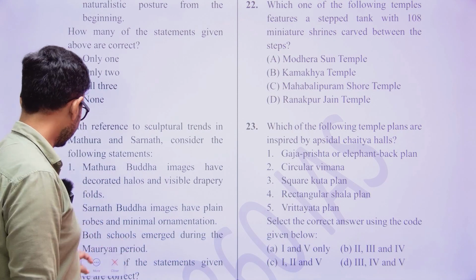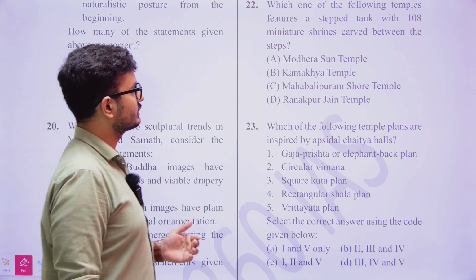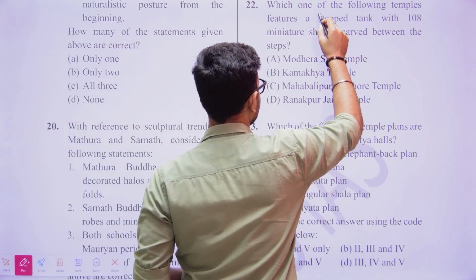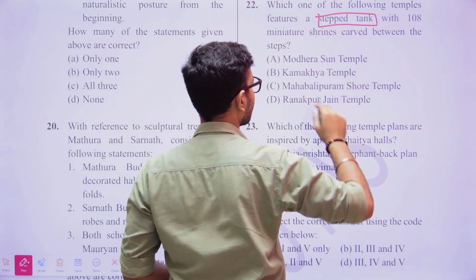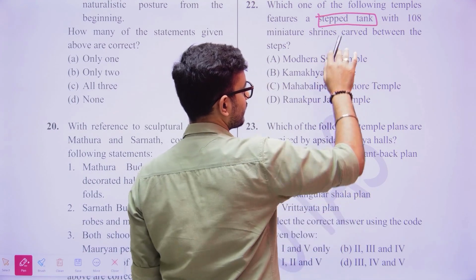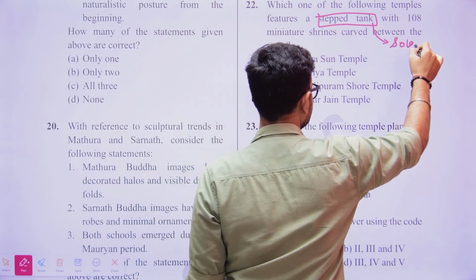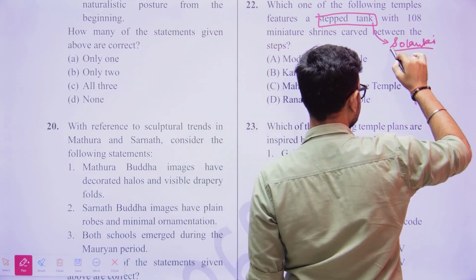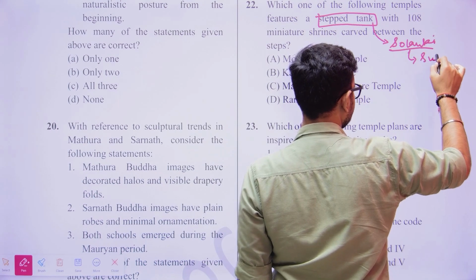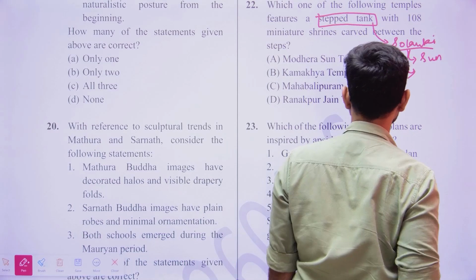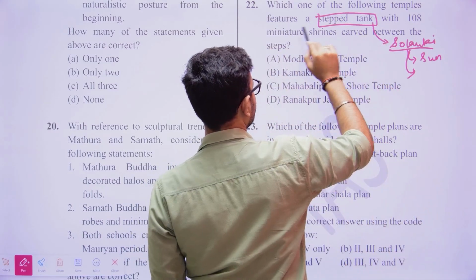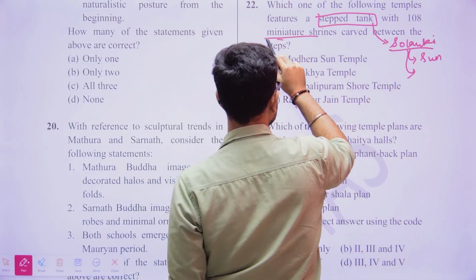Now here, what you can understand is that which one of the following temples featured a step tank? Now step tank, what do you understand from step tank? Okay, the step tank is associated with the Solanki architecture. They constructed the Sun Temple at Modhera, with 108 miniature shrines carved between the steps.